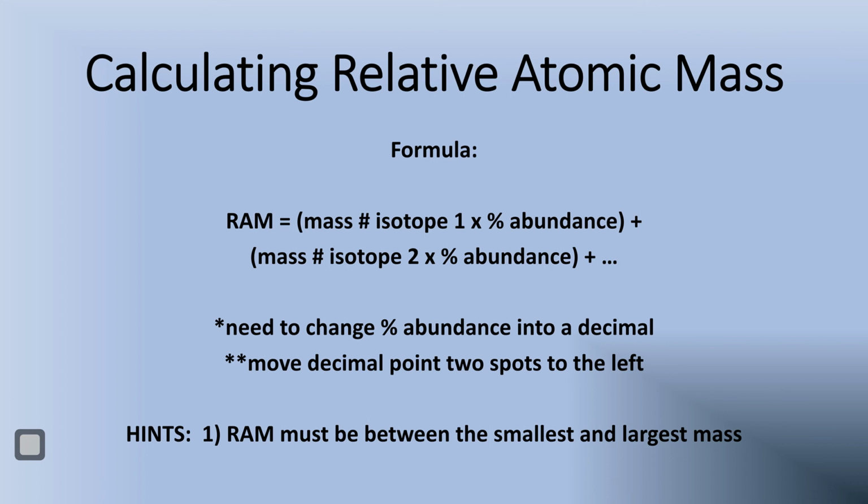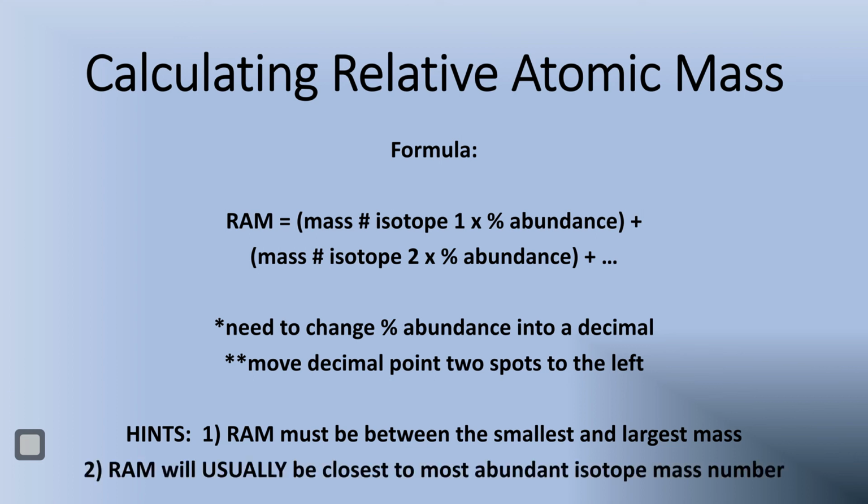This is one of those things where I find it silly when people make this mistake. You're still taking an average. And so if you're averaging like the hydrogens, 1, 2, and 3, you clearly have to know if you get an answer of 5 or 6, that's impossible. You probably didn't move a decimal point correctly. So the RAM has to be between the smallest and largest mass.